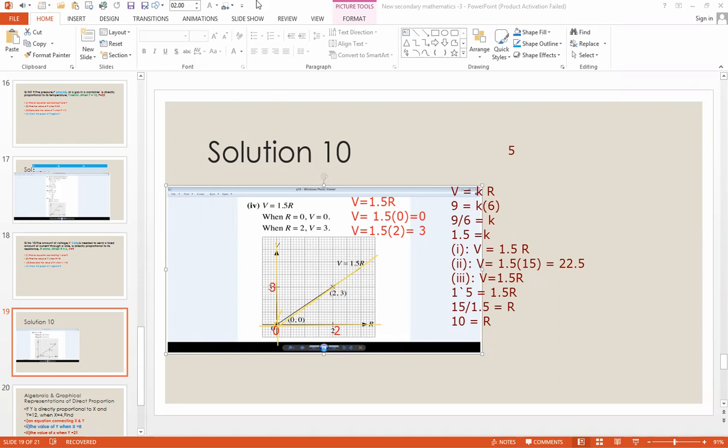Here I also write how this graph moves. It moves obviously according to the equation V is equal to 1.5 R. According to it, it moves, because the change in V depends on the value of K, and that is 1.5 times R. Clear ho gaya?